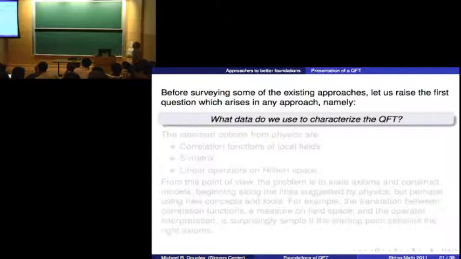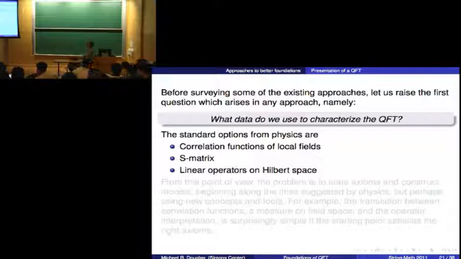Now let me quickly survey some of these approaches. And of course, the first thing that we would go through if I were trying to spell all this out is that different approaches talk about different data. They might talk about correlation functions. They might construct operators. They might talk about the S-matrix.